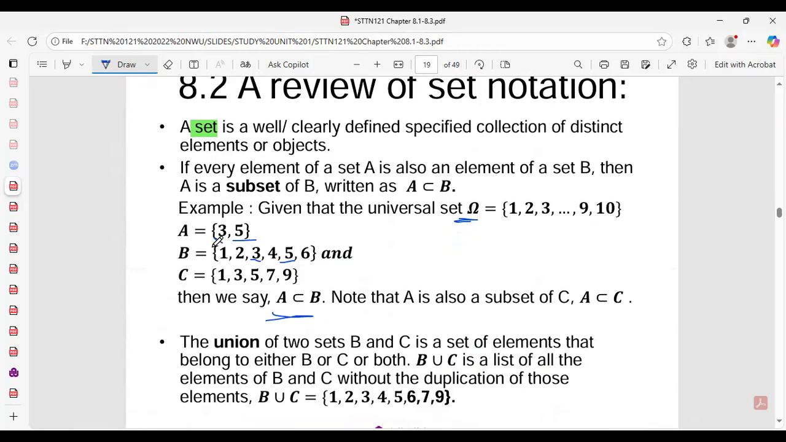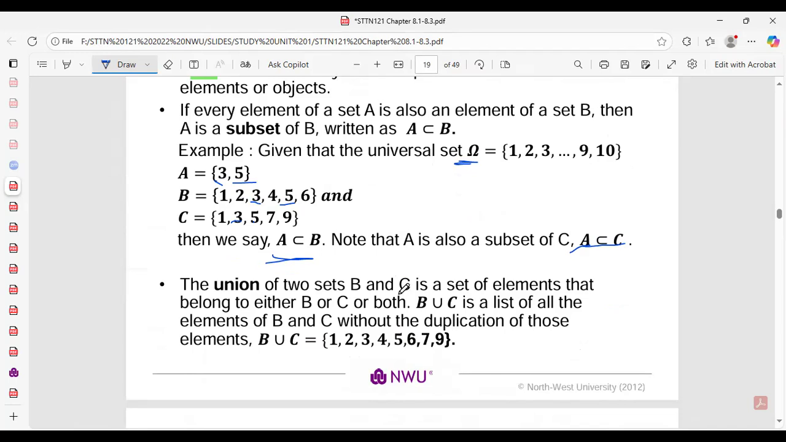So the reason why they say that A is the subset of B, it means that on A we have 3 and 5, but when you go to B, you will see 3 and 5 again. It's also there. But note that A is also a subset of C. Why are they saying that A is also a subset of C? Because under A we have 3 and 5, but when you go to C, you have 3 and 5. So A is also a subset of C. Please also check that. Very important to check that. Okay, I hope you understood that.